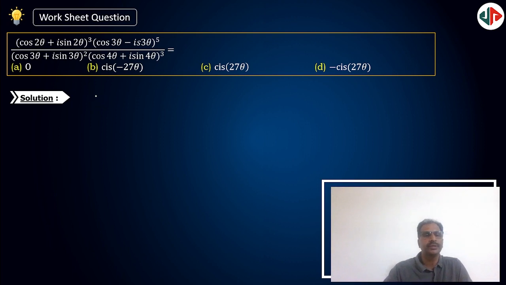This is based on De Moivre's theorem. What is De Moivre's theorem statement? If n is a positive integer, sorry, if n is any integer, (cos theta + i sin theta) whole power n will be equal to cos n theta + i sin n theta, which is nothing but (cis theta) whole power n is equal to cis n theta.